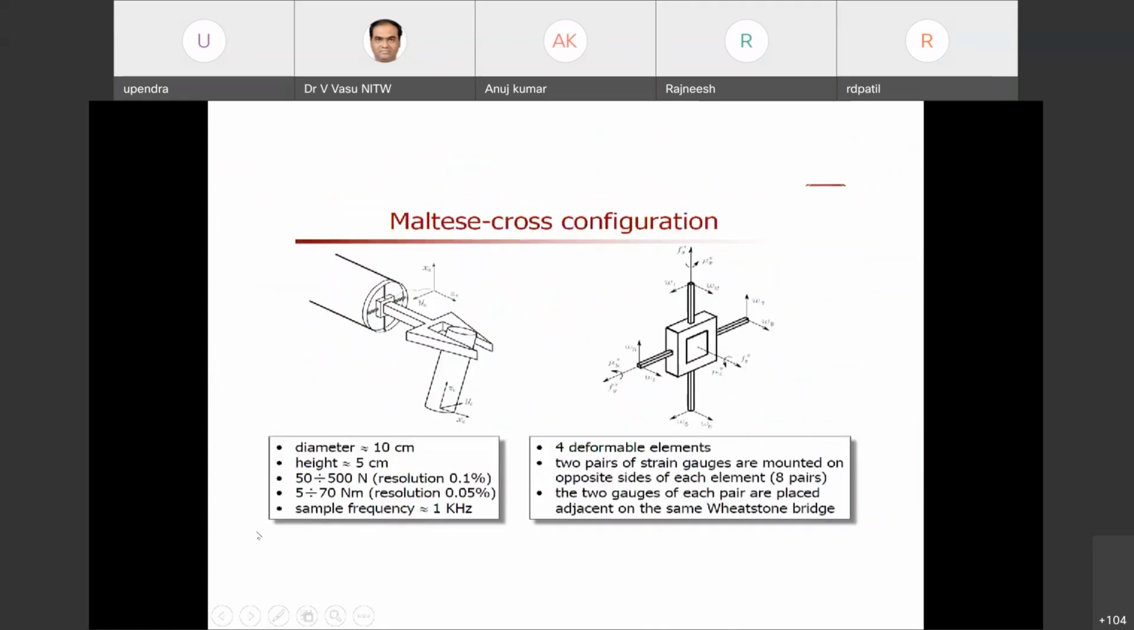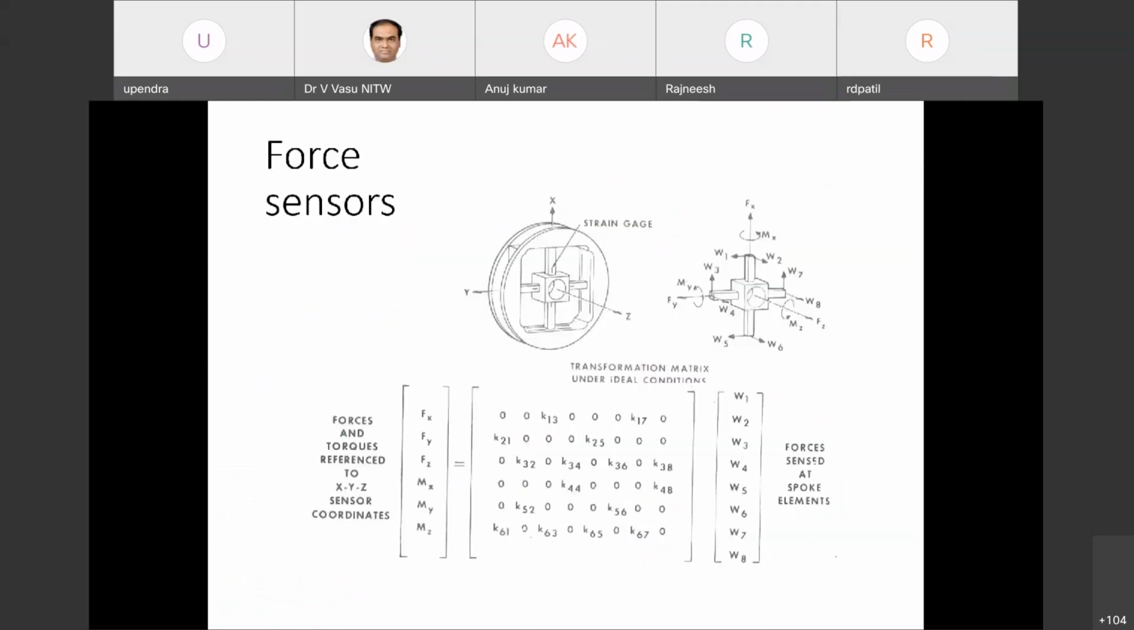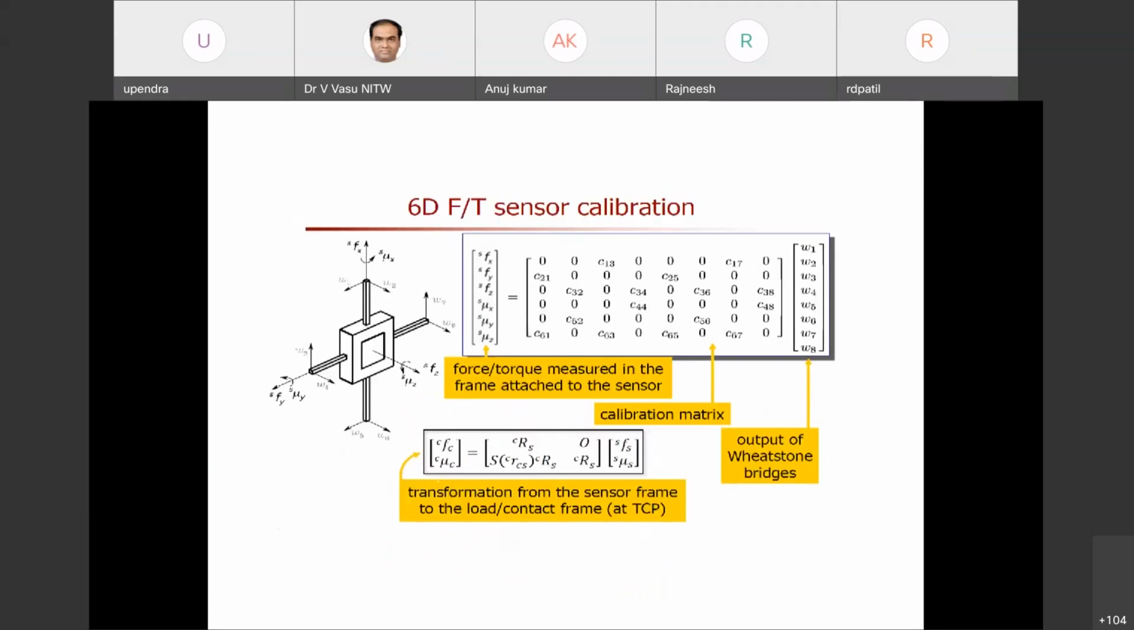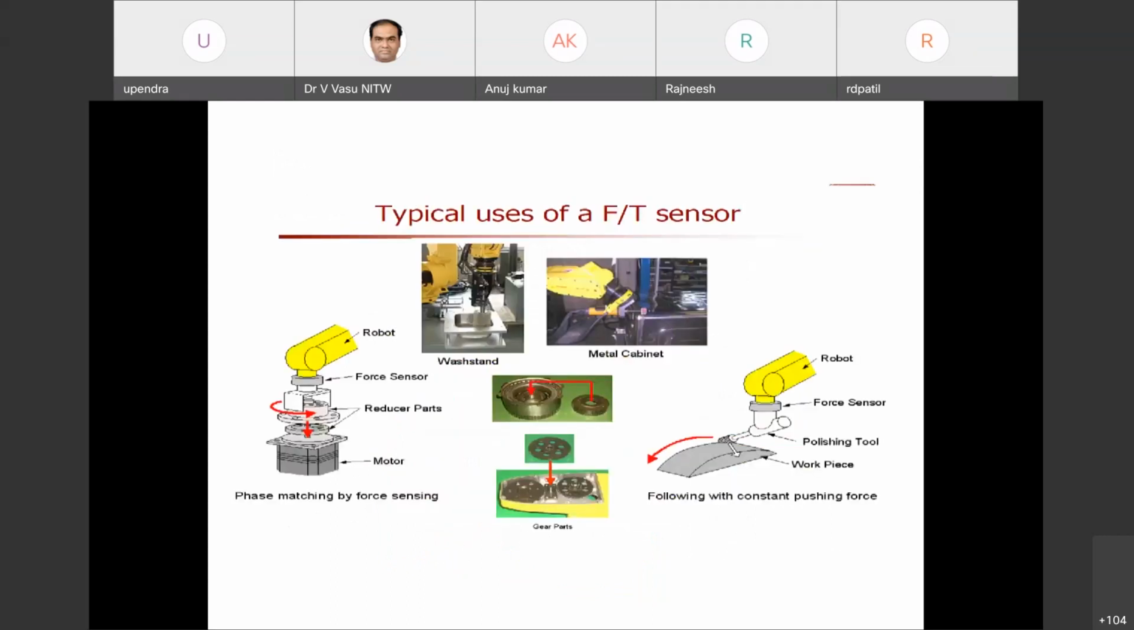Here, as I explained, different strain gauges are kept on this. They have four deflection elements, and from that we get the strain, the force torque matrix, or the force and bending matrix, and this is called the correlation matrix. By multiplying this with the deflection, you can get the force and the moment. This is how the strain gauges mainly work.